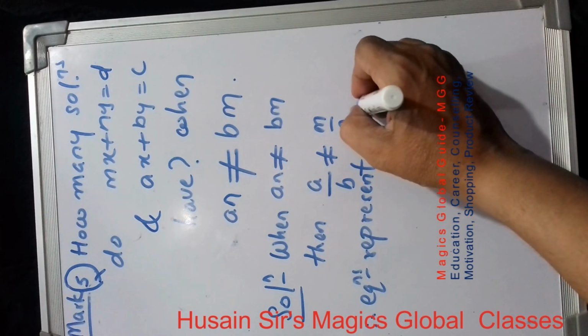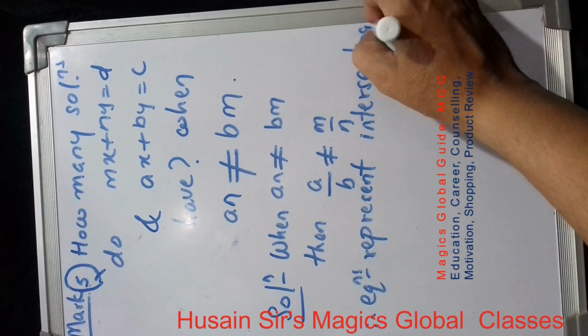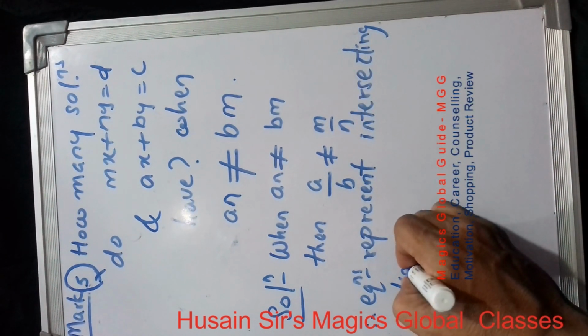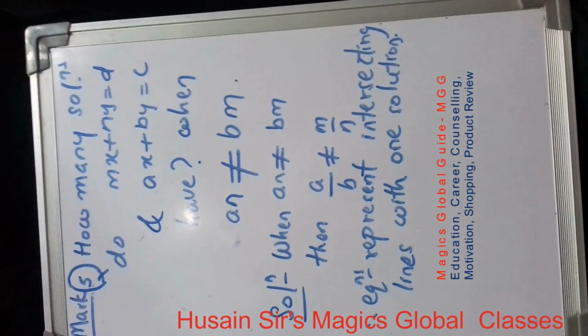alright, the next question, how many solutions do mx plus ny is equal to d and ax plus by is equal to c have when an is not equal to bm? So since an is not equal to bm, therefore bringing b on the left side, that will become a upon b is not equal to n upon m. So in this condition the two lines have unique solution.